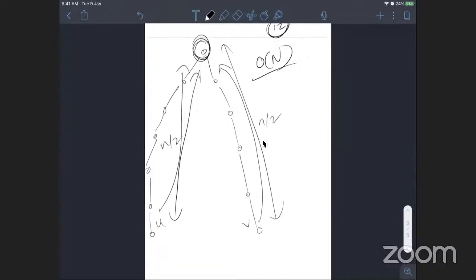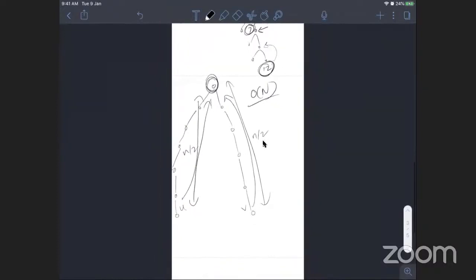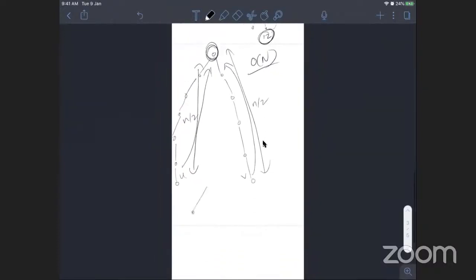Okay, Abhishek, yes, technically the tree can be of any height. That's why it's slow, because if you're very far from the LCA, you'll take a long time to go to the LCA. Let's say this is the LCA and this is U, this is V. You'll take a long time if these two distances are big.